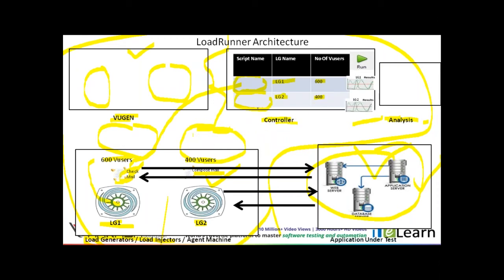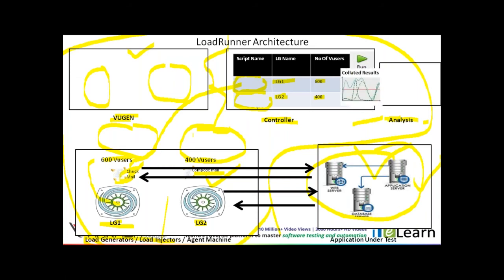Now as a performance tester, I don't want to see these results separately. So what do we request the controller? To merge these two results. For this merging, there is a special word in performance testing or LoadRunner. We call it collating. The collating will be done automatically by the controller. If you haven't touched any of these settings, collating will be done by the controller itself.